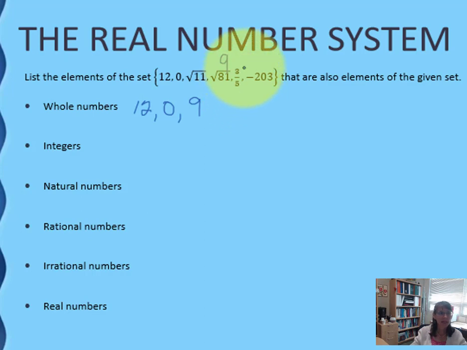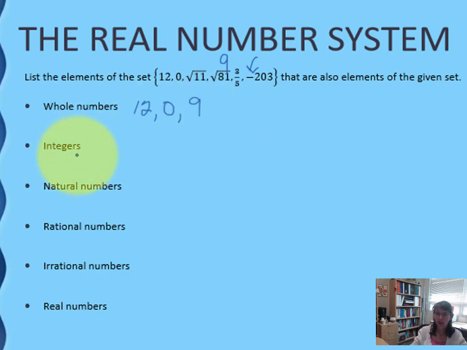3/5. Take 3 and divide that by 5. That is not going to divide evenly, and therefore it's not going to turn out to be a whole number, so we can't include that. -203. It looked good, except there is this negative in front, and negative numbers are not whole numbers. So we only have 12, 0, and 9 for whole numbers.